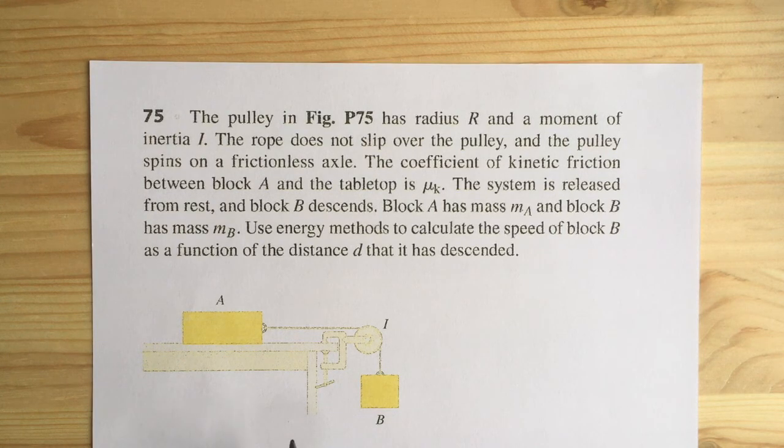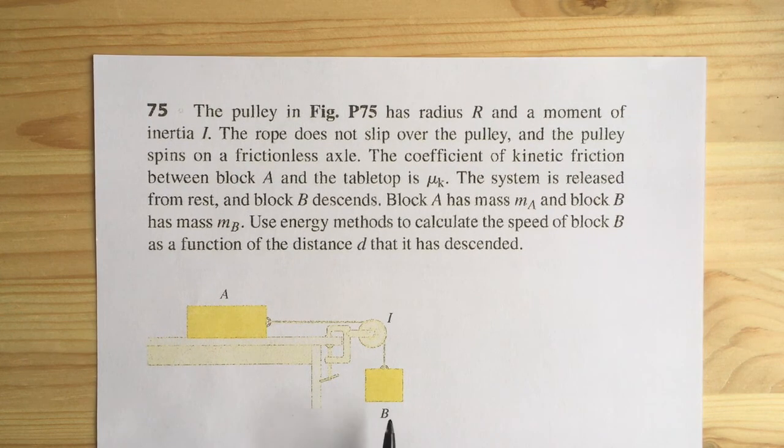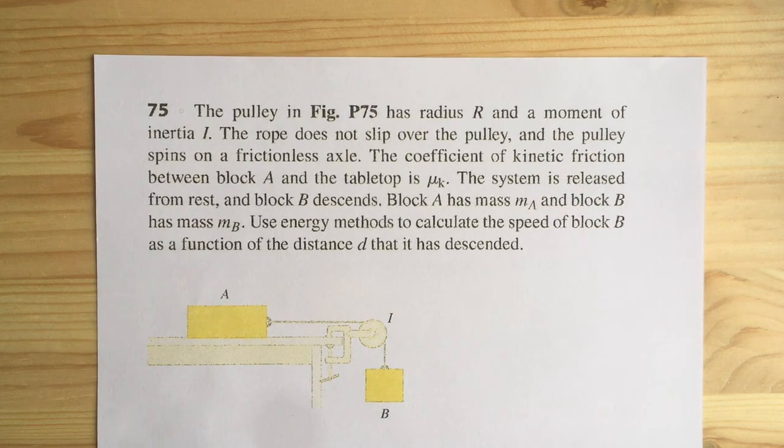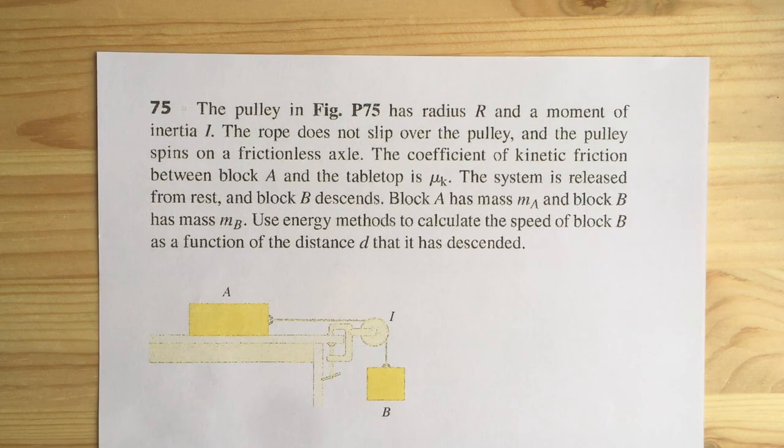We can take into account the gravitational effect on object B, which is falling. We can take into account the fact that this pulley has mass and has some moment of inertia, and it's going to take some torque to turn it. It's going to have some kinetic energy once it starts turning, and we can take into account the friction as object A moves across the table. So fully modeling it is going to take a little work.